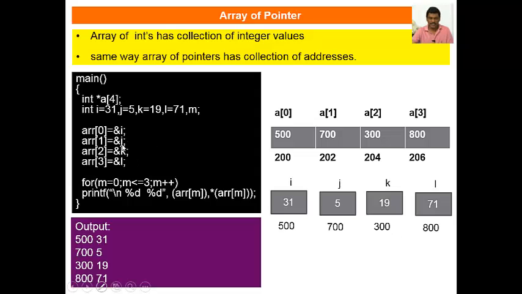But after assigning those variable addresses into the pointer array, 200, 202, 204, 206 are continuous addresses. If we take 200, then we can easily move to the next location, then next, then next. So if we store the different location addresses into a pointer array, we can have continuous accessing.